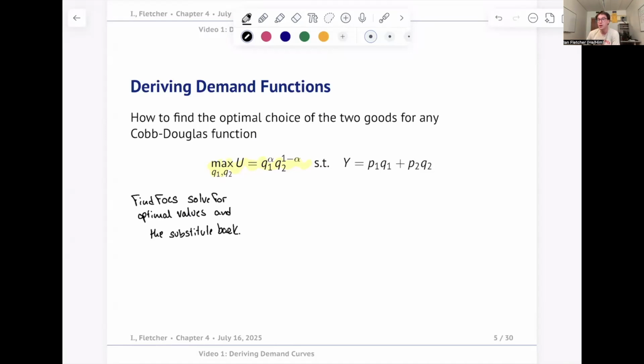Which is how I would recommend to do it if you were asked to derive demand functions on the exam, but I don't think you'll be asked to do that. But if we do all of that, then you're going to find that Q1 star should equal alpha y over P1, and Q2 star should equal 1 minus alpha y over P2.